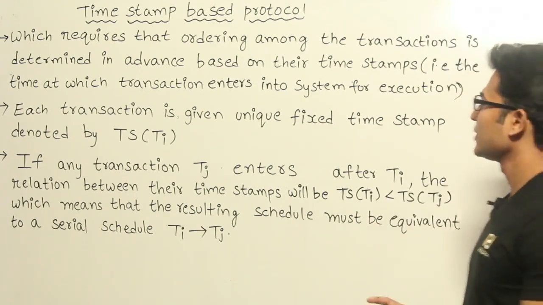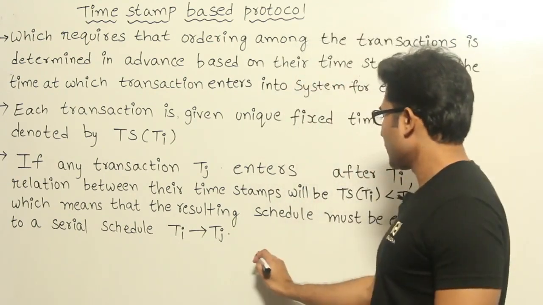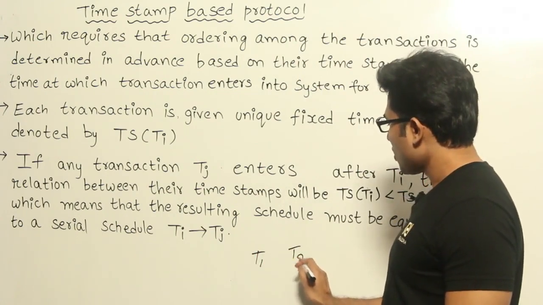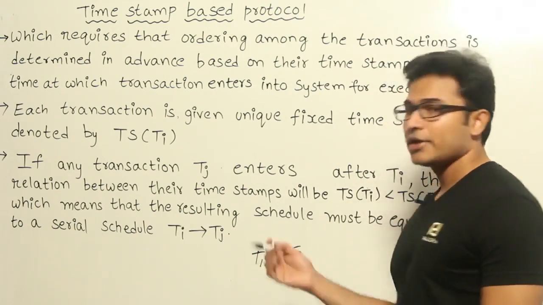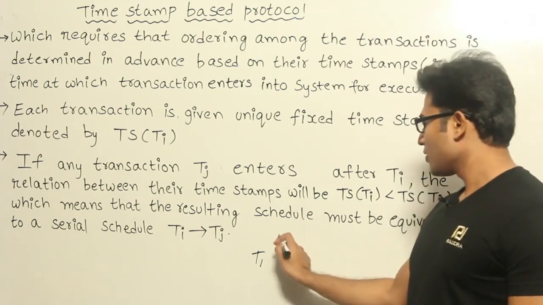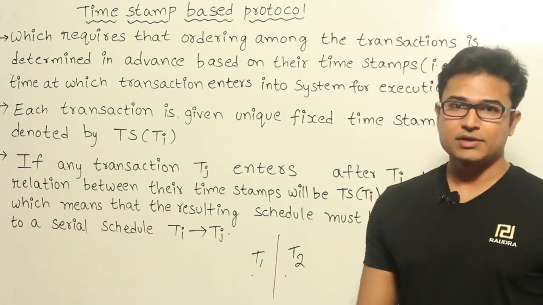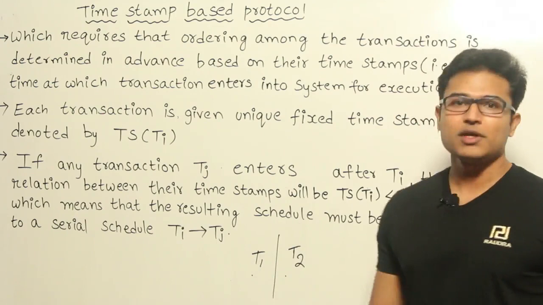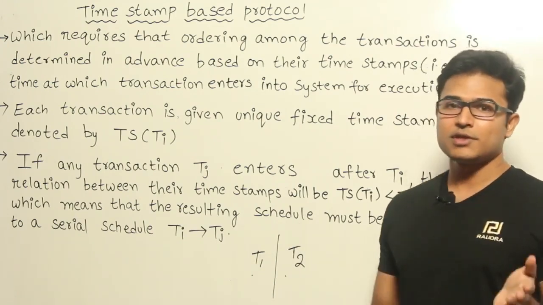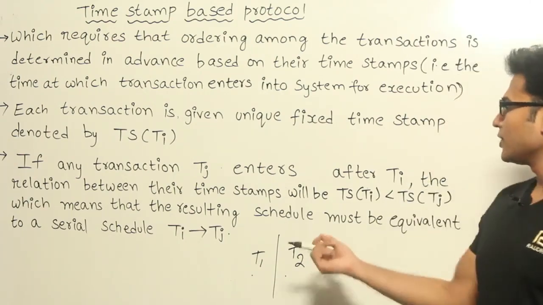So if you see this, let us say you have transactions T1 and T2, and both of them are going to enter into the system at different times. Assume that all the transactions are entering at different times. In that case, we are going to assign something called a timestamp to these two transactions, so that you will be sure about the order, right? Once you give them some numbers, the lowest number means the earliest transaction and the highest number means the later transaction. I'll tell you why we are going to use it.